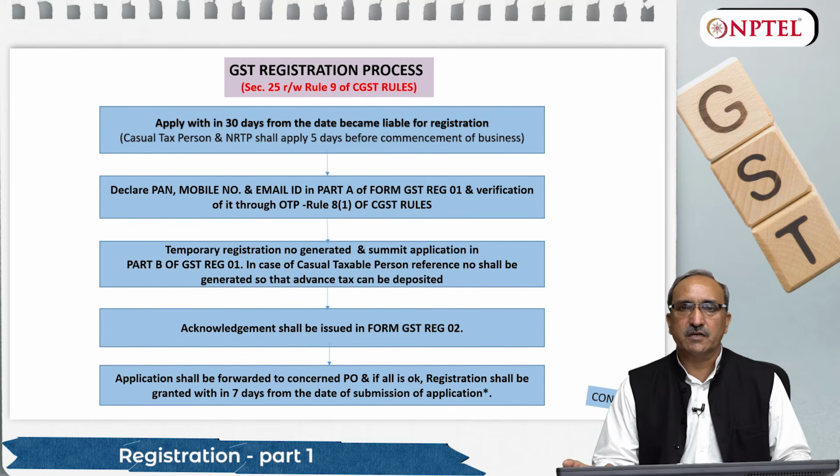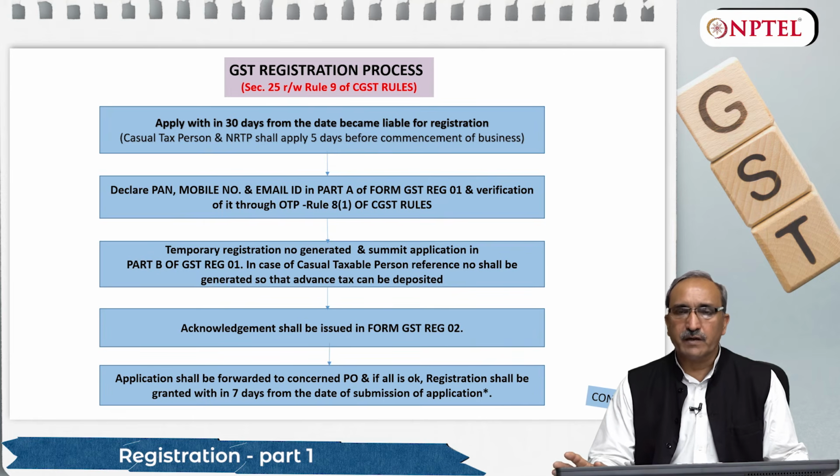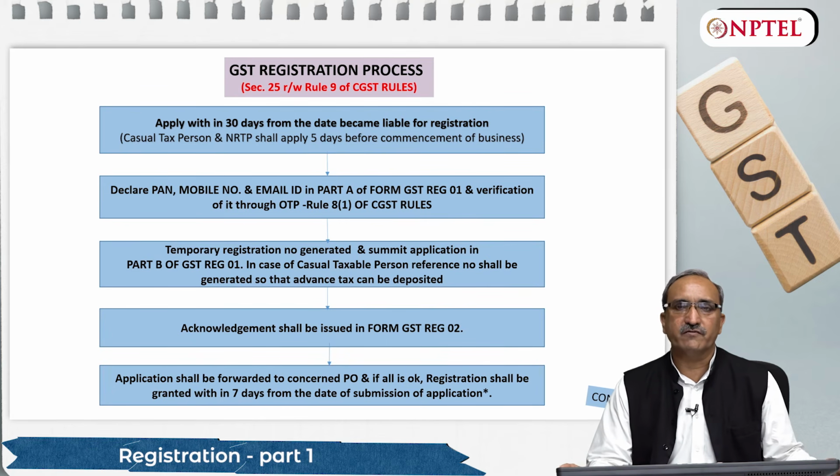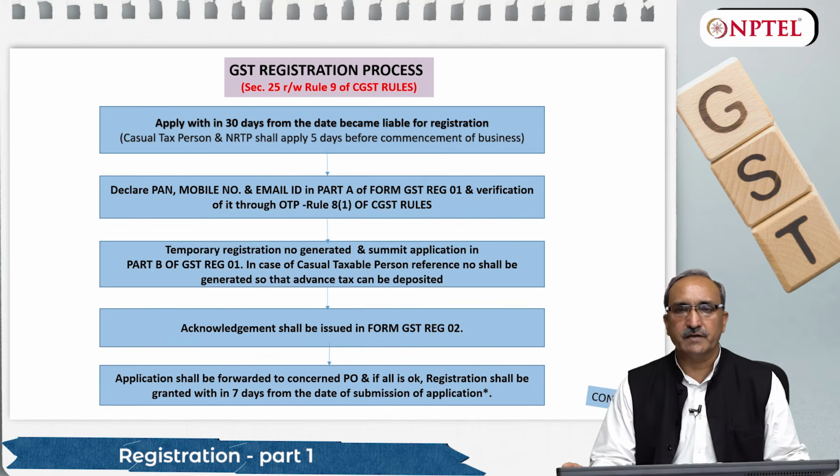It is not a registration number. You are registered with the portal. After this process, you will get one temporary number, known as the temporary registration number. And then you have to go to another part, Part B. So for a normal taxpayer, in Part B, you will be declaring all your business information, promoters' information, directors' information, as the case may be.